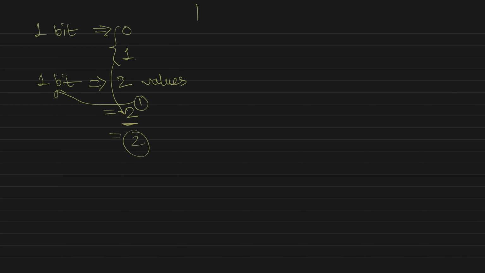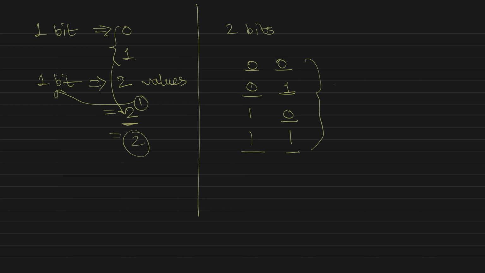Now let's take an example of 2 bits. Each bit can have either 0 or 1, right? So this can be either 0 or 1. Similarly, this position can be 0 or 1. So in total, how many combinations do we have? We have a total of 4 values that we can accommodate.